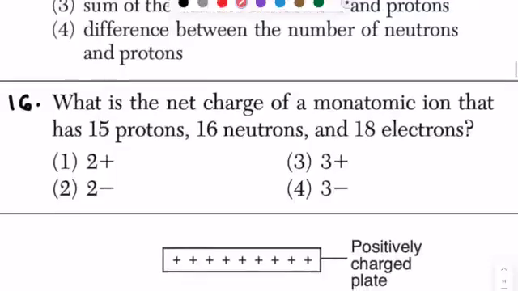What's the net charge of a monoatomic ion? Here we are talking about an ion that has 15 protons, 16 neutrons, and 18 electrons. This question is similar to the one that we did before. I think it's the same question. So that should be 3 minus, because we have 3 more electrons.